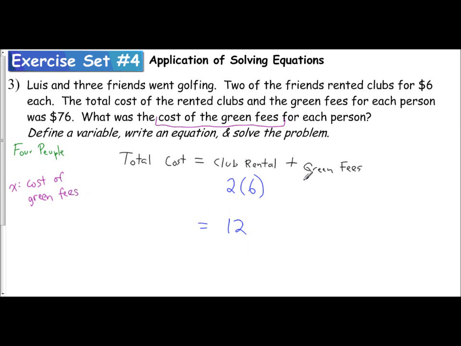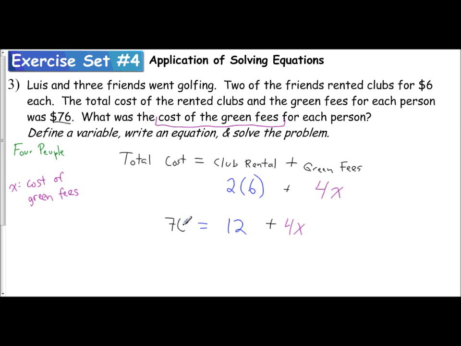So how much are the green fees for each person? Well, just like before, we had 2 people that rented clubs for $6 each. So we're going to have 4 people with green fees, so 4x. So I have my 2 times 6, which is 12, plus 4x is equal to my total cost. And my total cost was 76. It was already defined for me.